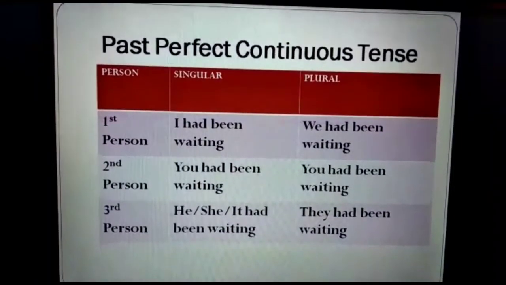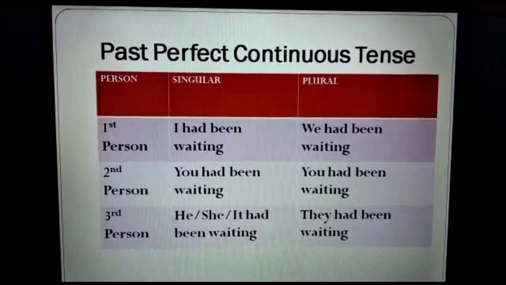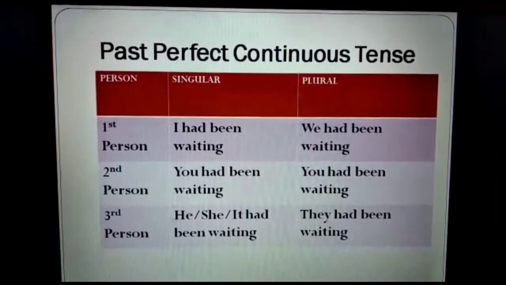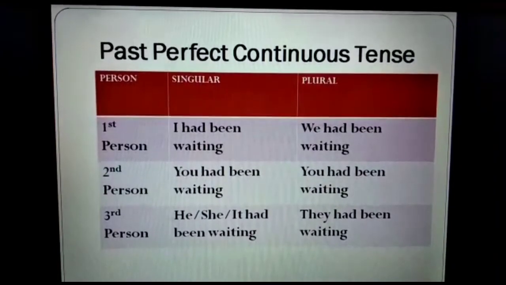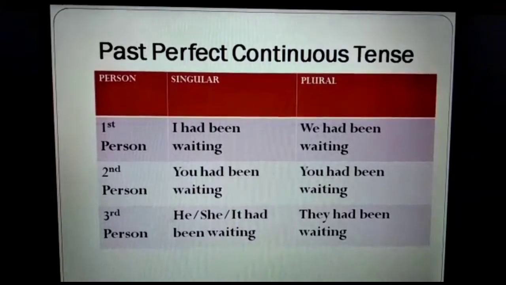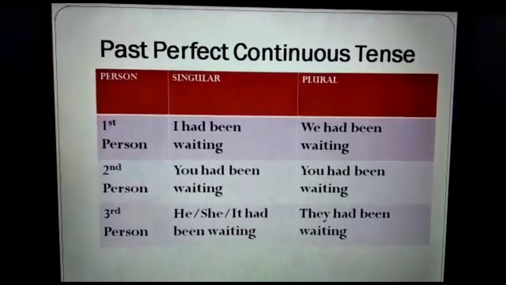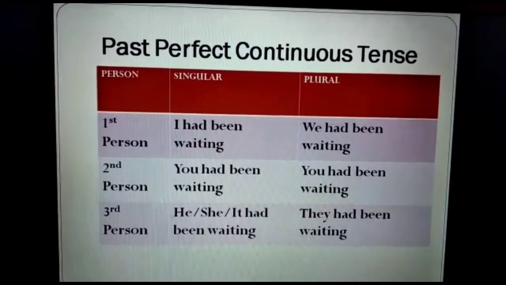Now, let us move on to the next subdivision of past tense, that is past perfect continuous tense, and this is the form of past perfect continuous tense. We have used the verb wait here. So, I had been waiting, we had been waiting, you had been waiting, you had been waiting, he, she, it had been waiting, they had been waiting. This is the form of past perfect continuous tense.